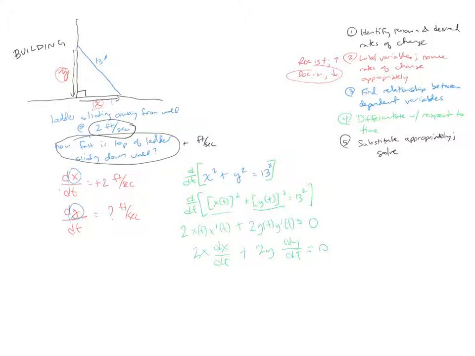Okay? And then it says substitute appropriately and solve. So what I know in this problem is that the ladder is sliding away at 2 feet per second. So that's my dx/dt being 2. I'm going to replace that, so you get that. So the relationship basically here.